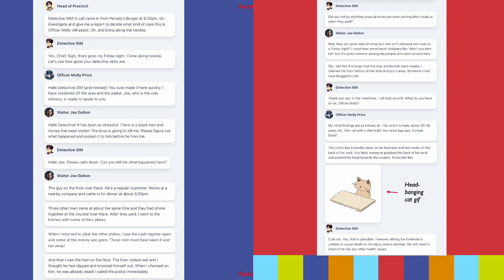Kind of like this. Cute cat. Yes, that is plausible. However, hitting the forehead is unlikely to cause death, as the injury seems minimal. We will need to check if he has any other health issues.